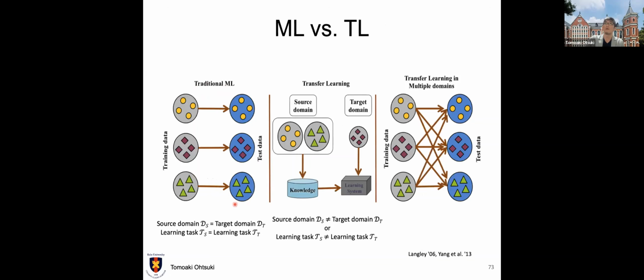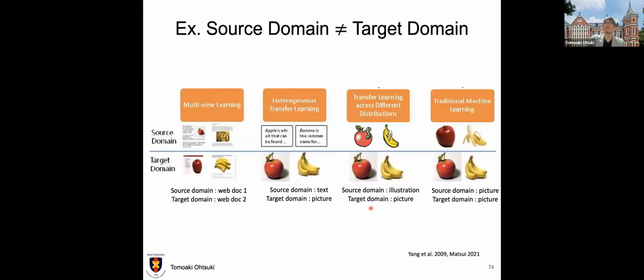And here is traditional machine learning. In traditional machine learning, the source domain and target domain are the same, and the learning tasks in the source and target domains are the same. But in transfer learning, we transfer from the source domain to the target domain. For example, we can consider the source domain not equal to the target domain, or the learning task in the source not equal to the learning task in the target. So this is an example where the source domain and target domain are different.